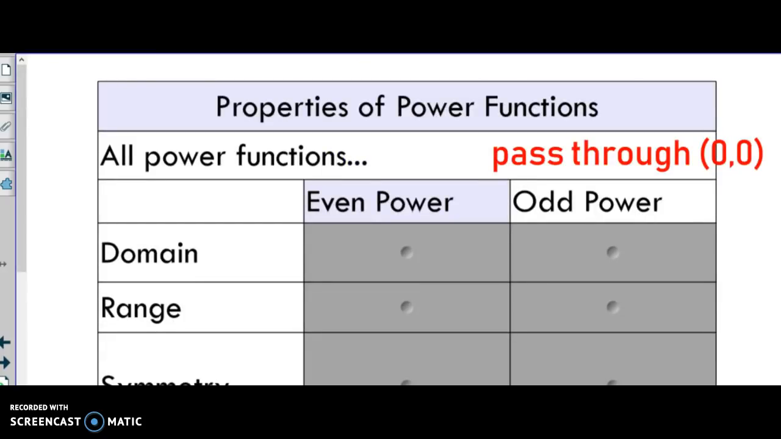The properties that we should think about would be: everything goes through 0, 0. Even powers would be your quadratics, so that should be familiar. Your domain would be all reals. Your range would be y is greater than or equal to 0.